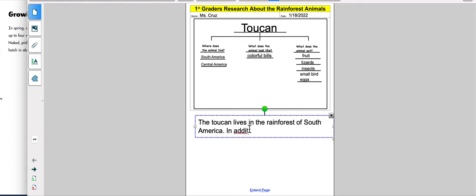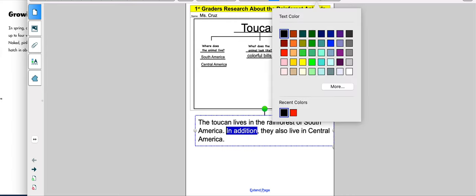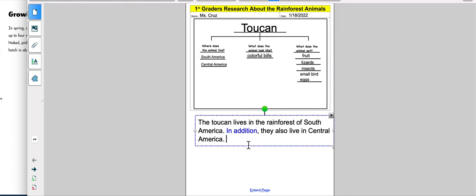In addition, they also live in Central America. So notice how I am using the linking word, in addition. So I talked about where they live, and now I can go ahead and talk about what they look like. I want to hold off on this paragraph because I don't have sufficient information yet about what they look like. I want to wait on this one.